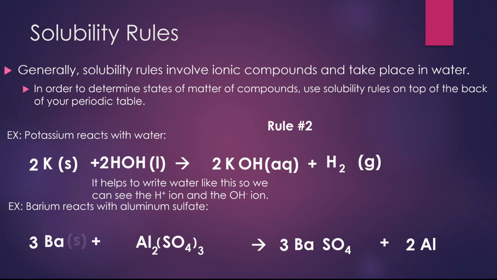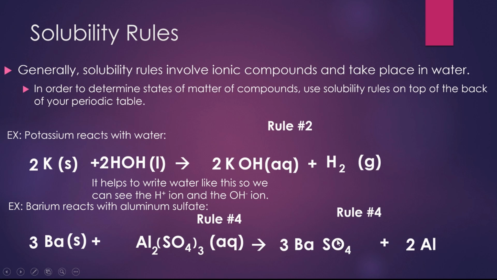add in those states of matter. Barium is a metal by itself. All metals, with the exception of mercury, are solid, so barium is solid. Aluminum sulfate. Let's look for a rule. Rule number 4. Most sulfates, this is a sulfate, are soluble. There are a couple of exceptions, for instance, barium sulfate, lead sulfate, and calcium sulfate. Aluminum is not one of those three, so that means it is soluble. We'll put aqueous, which means it's been dissolved in water.